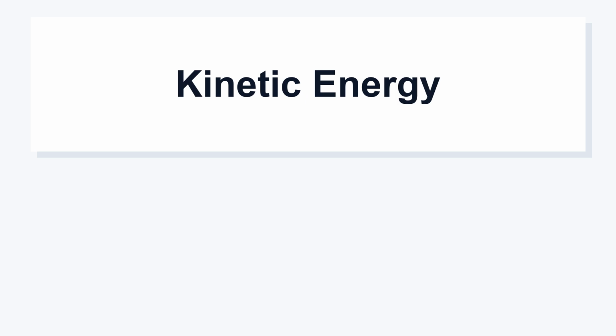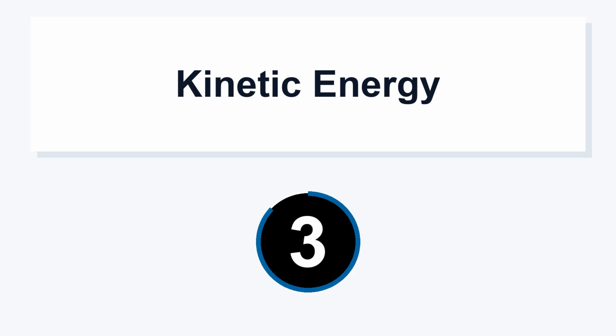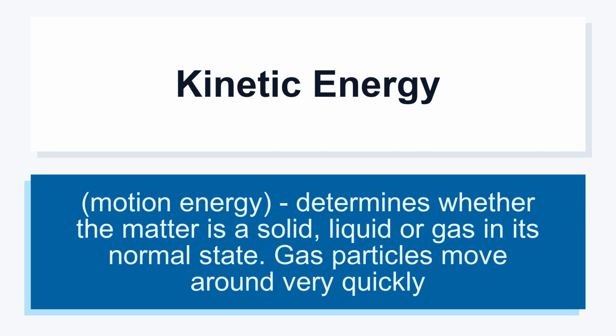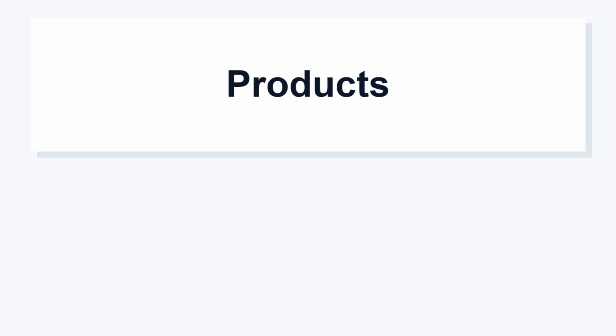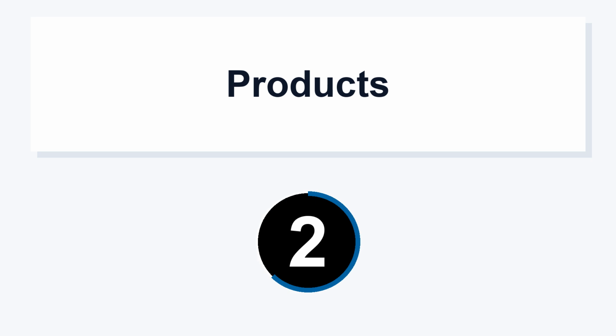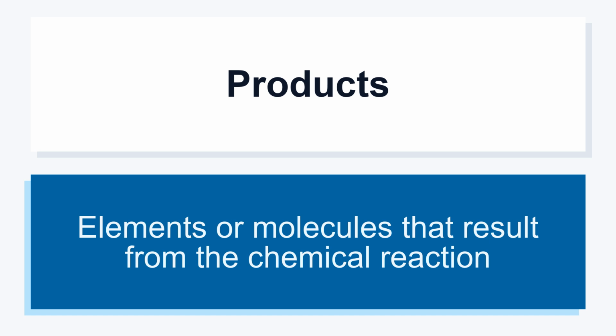Kinetic energy: motion energy determines whether matter is a solid, liquid, or gas in its normal state. Gas particles move around very quickly. Products: elements or molecules that result from the chemical reaction.